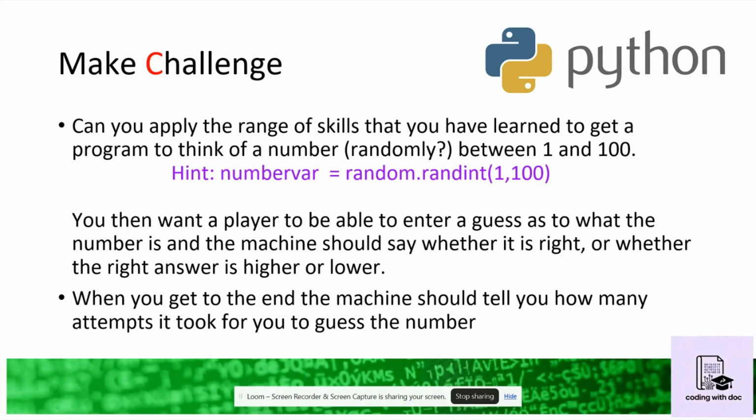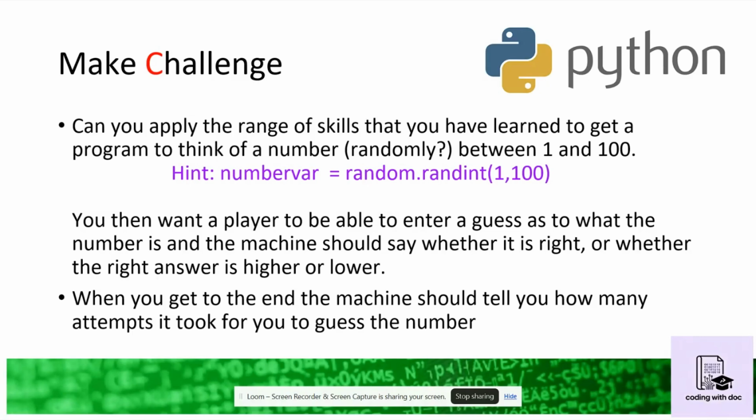And to do that, you'd use the command, whatever the variable name is. I've called it numvar, but you could call it X or guess or whatever you wanted, equals random.randint 1 to 100. And that will make that a random number.